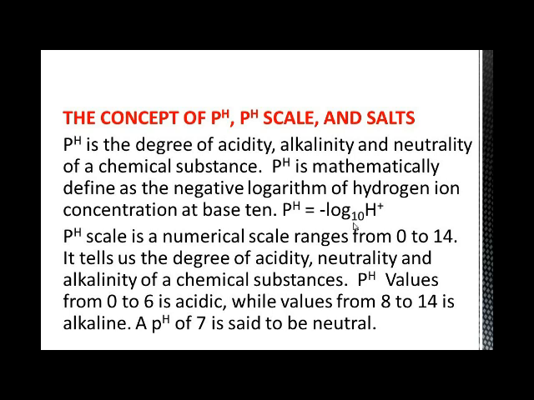Now, pH scale is a numerical scale that ranges from 0 to 14. It tells us the degree of acidity, neutrality, and alkalinity of a chemical substance. pH values that range from 0 to 6 are said to be acidic. pH values that range from 8 to 14 are said to be alkaline, while a pH value of 7 is said to be neutral.